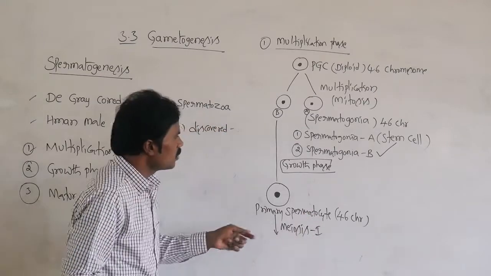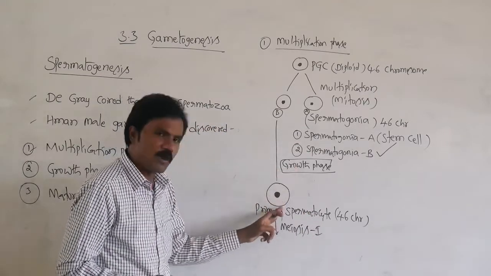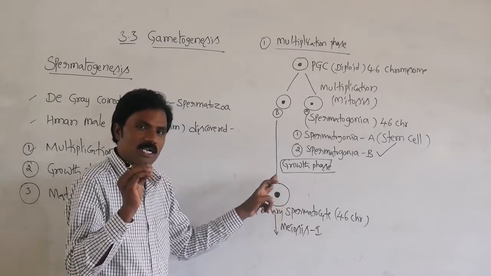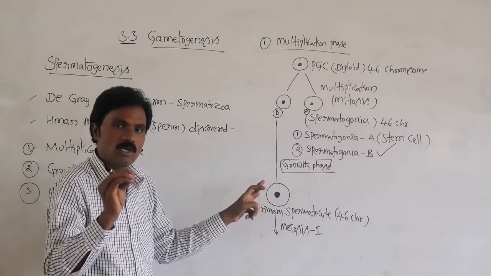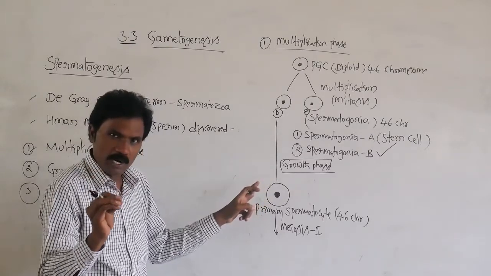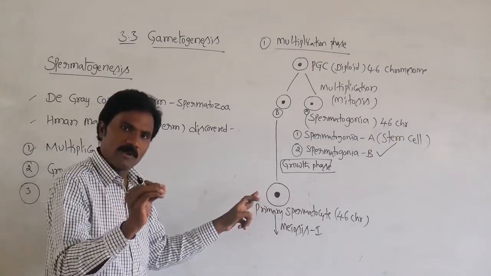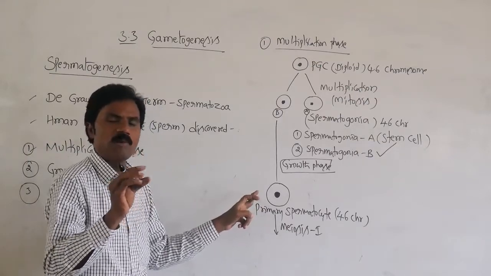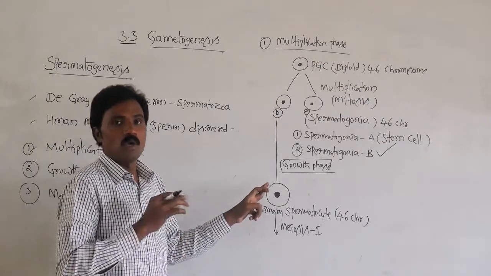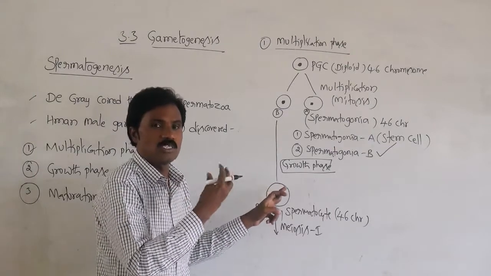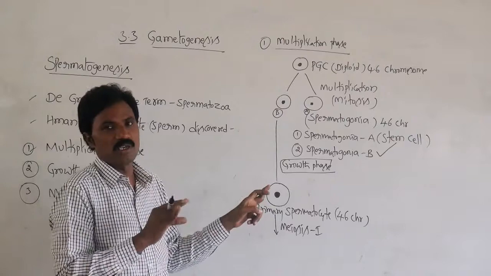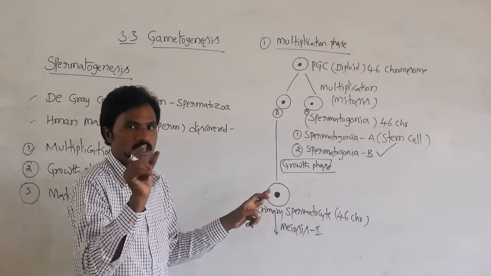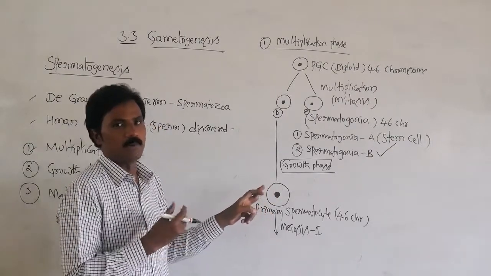Meiosis 1. So this is the growth phase. Growth phase means, what I understood: the multiplication phase means that primordial germ cells, due to multiple mitotic cell divisions, form spermatogonia. We call that the multiplication phase. Then it begins at the age of puberty. What is the puberty age? That is 13 to 16 years. In that particular period of time only it begins.